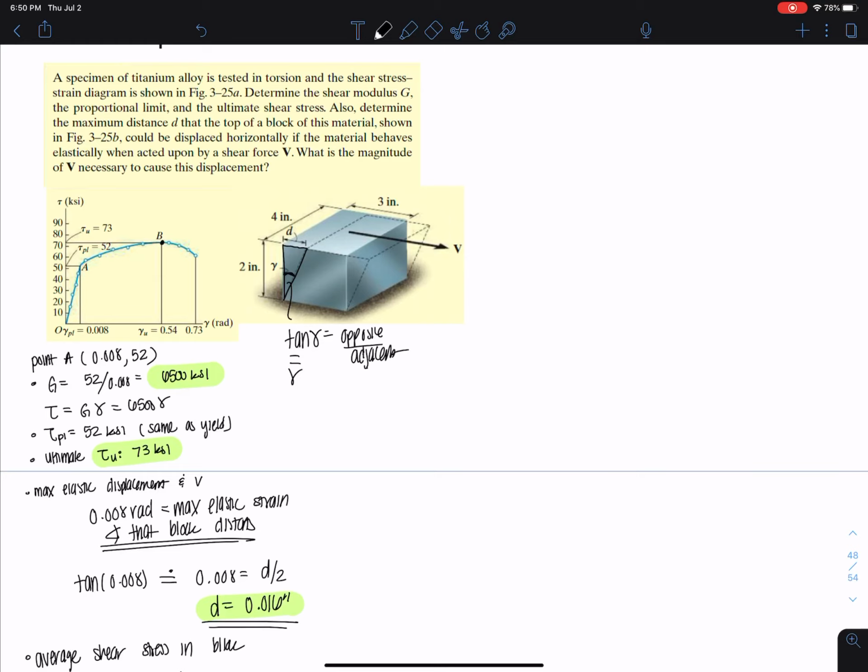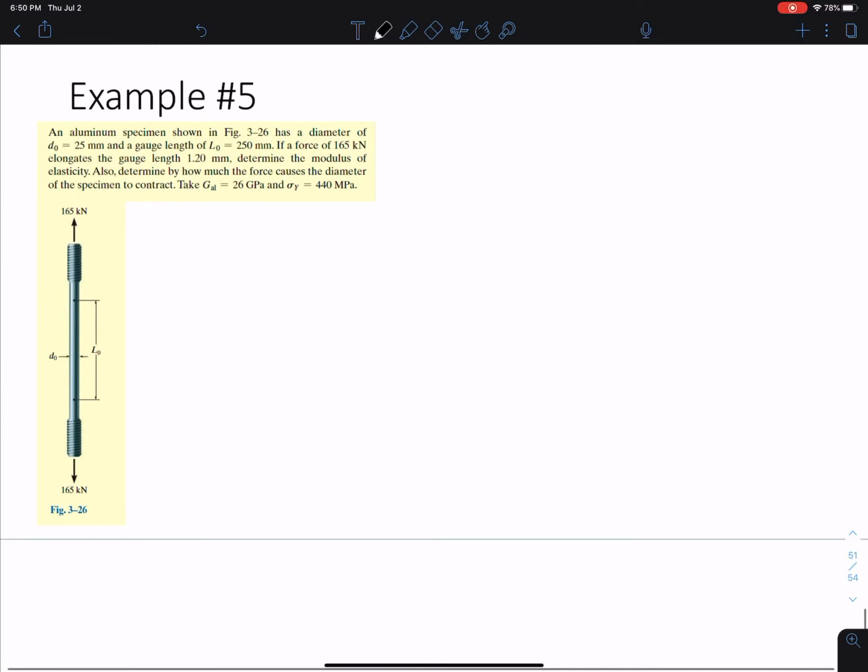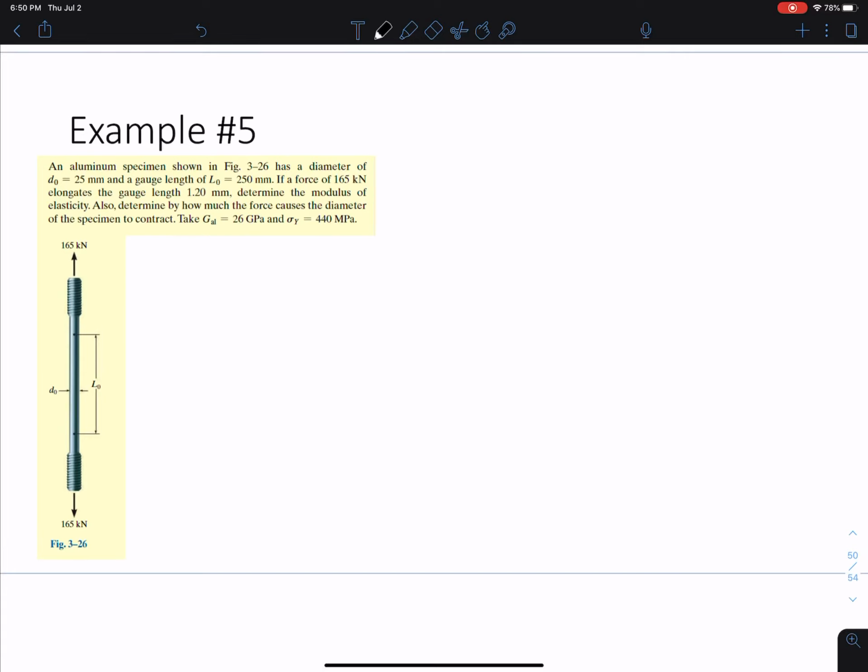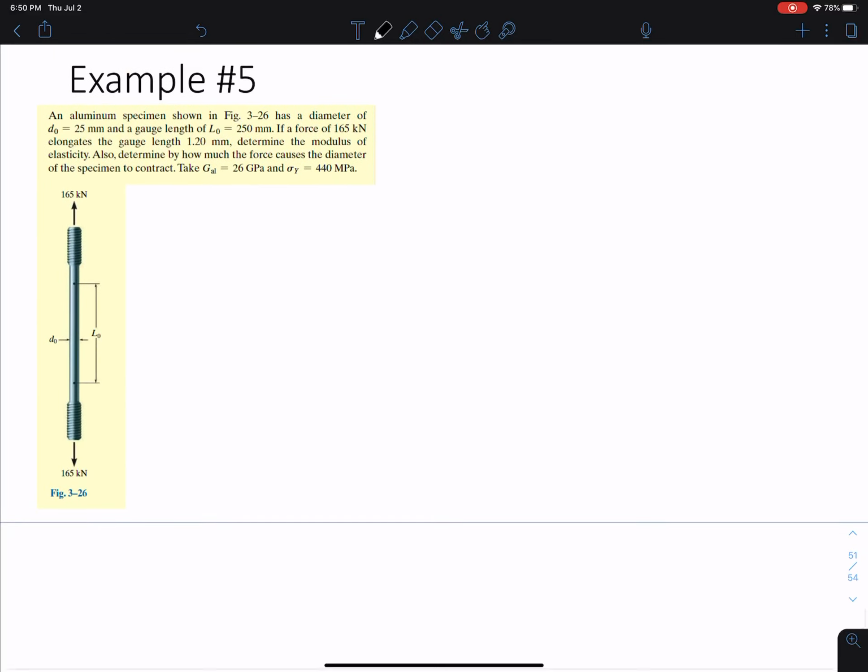All right, since we're almost done, I'm just going to do the last example here, and we'll probably discuss it in our next class, and we can answer any questions that come up, okay?